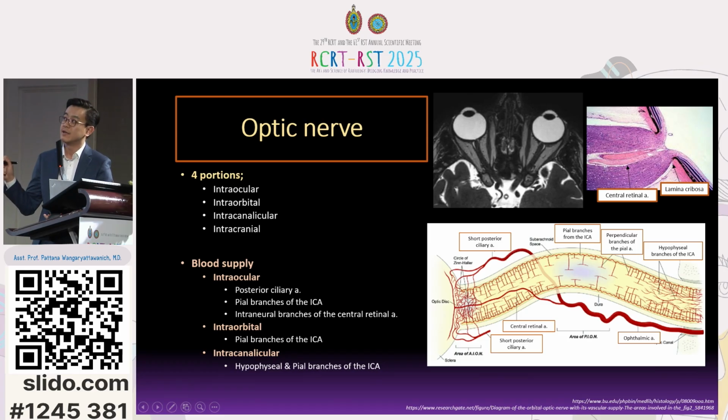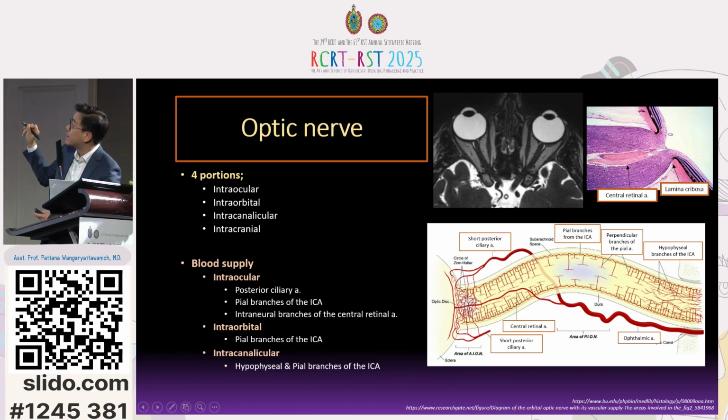Starting from the front, we have the intraocular segment of the optic nerve, which is a very short segment of the optic nerve just right around the area of the optic disc. And then you have the intraorbital segment of the optic nerve. We have the intracanalicular segment of the optic nerve, which is the optic nerve that traverses through the optic canal. And then the last segment is the intracranial segment of the optic nerve, where the optic nerve sits in the subarachnoid space inside the intracranial compartment.